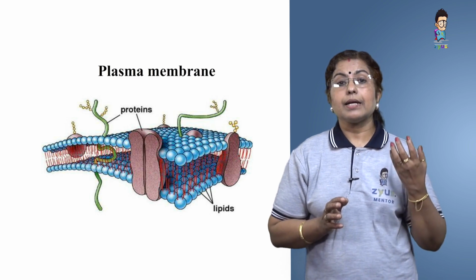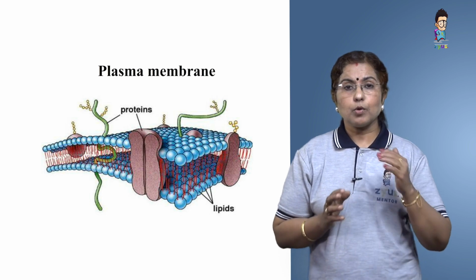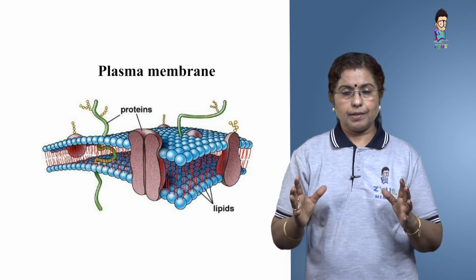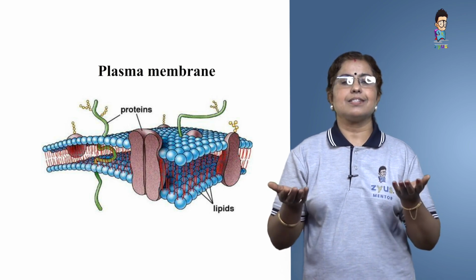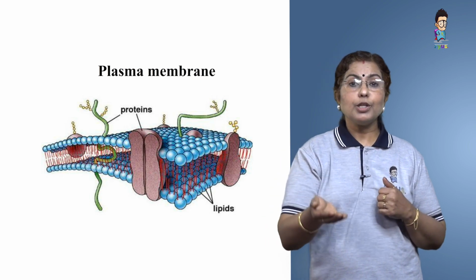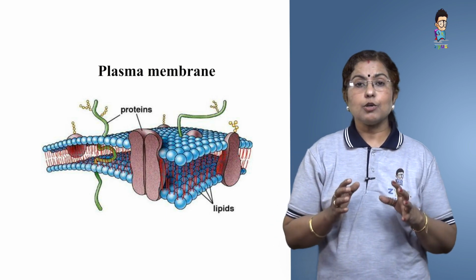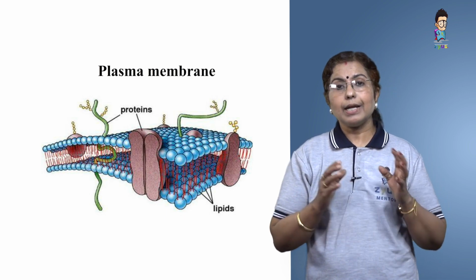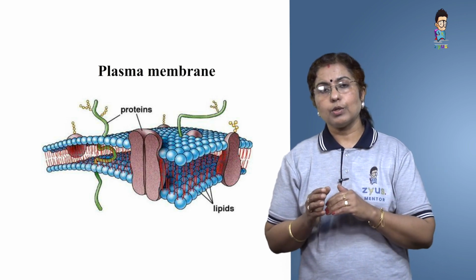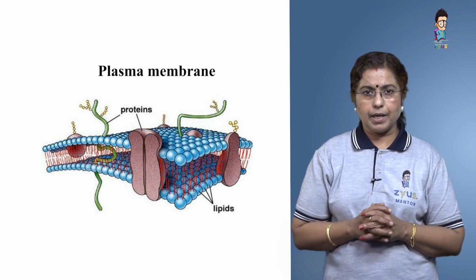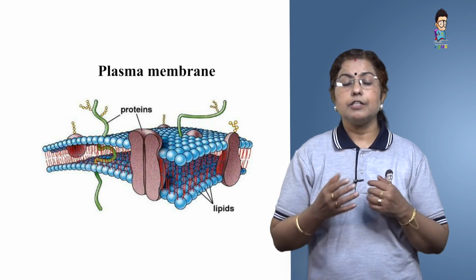Gases like carbon dioxide and oxygen pass through the plasma membrane by a process called diffusion. You might have heard the word diffusion. Can you say what diffusion is? Yes, diffusion is nothing but the movement of molecules from higher concentration to lower concentration. In the case of cells, carbon dioxide and oxygen pass from higher concentration to lower concentration through the plasma membrane, and even from one cell to another cell, also by a process called diffusion.